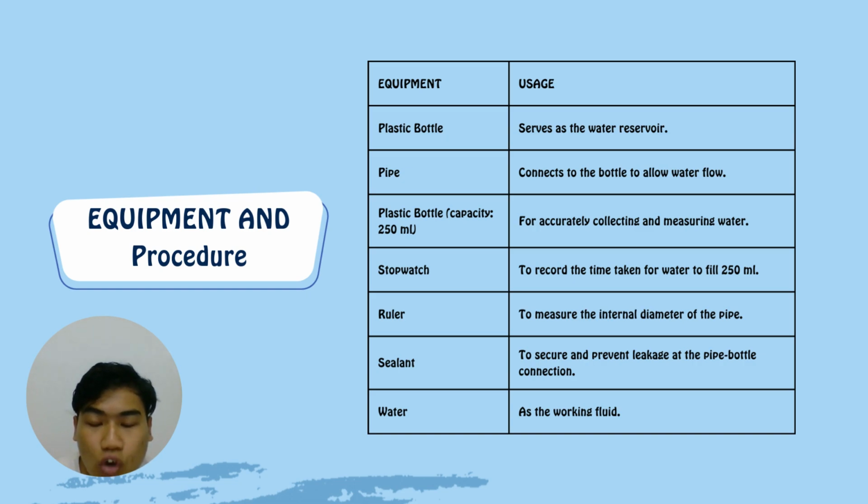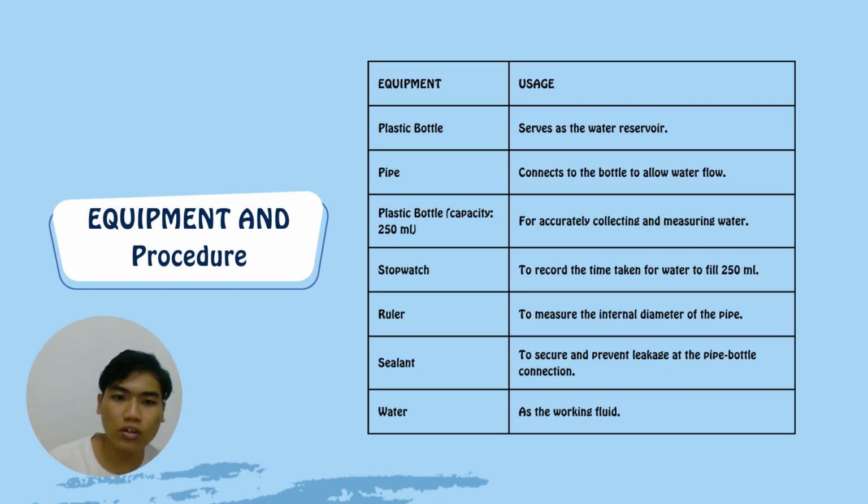Fourth is the stopwatch to record the time taken for water to fill 250 milliliters, and the ruler is to measure the internal diameter of the pipes. The sealant is to seal and prevent leakage at the pipe and water connections, and the last is the water used as the working fluid.